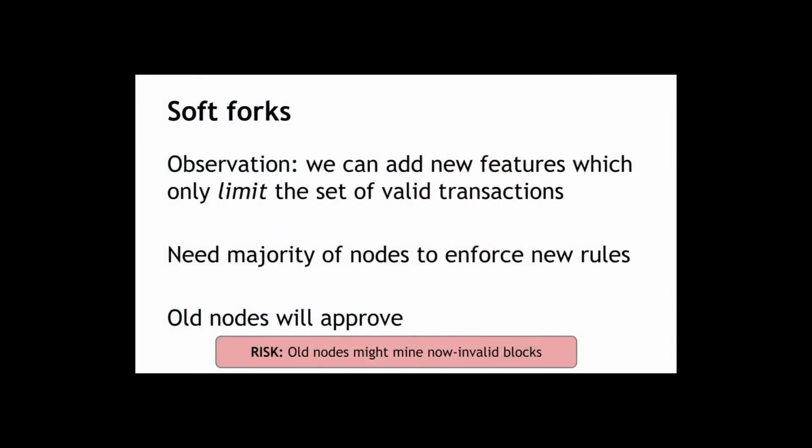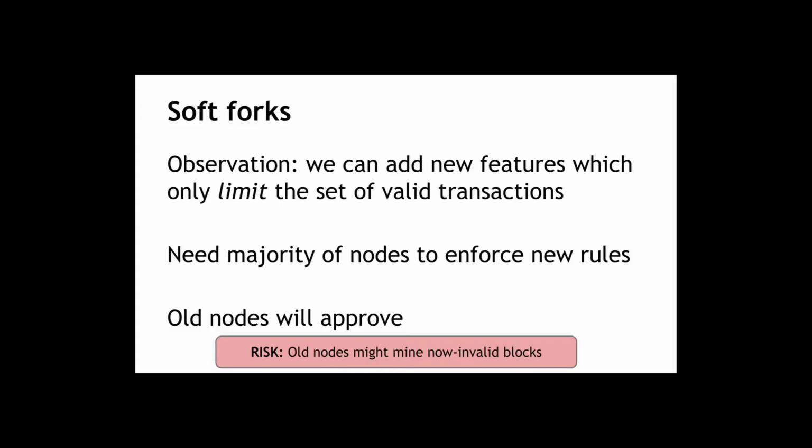There is a risk here, which is that old nodes might be mining an invalid block because they include some transaction which used to be valid, but according to the new, more strict rules, is not valid anymore. So that could be bad. Those nodes could waste a lot of time mining a block that the new nodes will reject. But when they try to announce that new block, the new nodes will reject it.